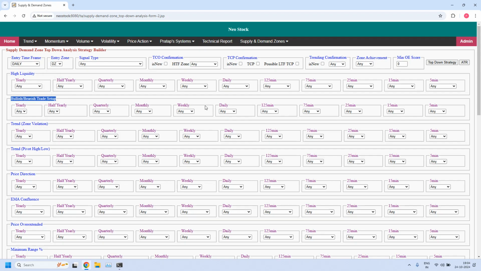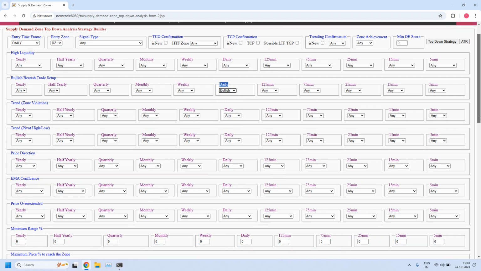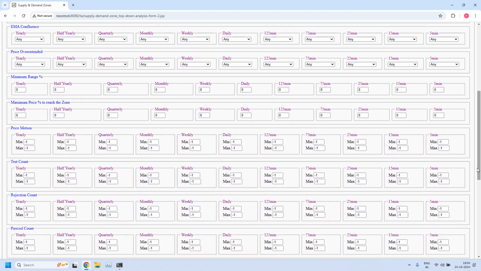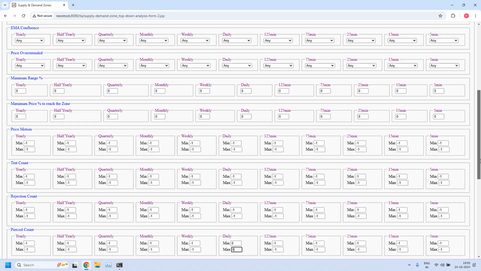In the bullish or bearish trade setup at the daily time frame, I am selecting bullish. The daily demand zone should not be pierced. So in the pierced count at the daily time frame, I am setting minimum value 0, maximum value 0, which means the pierced count should be 0. Pierced count 0 means the zone is not pierced.